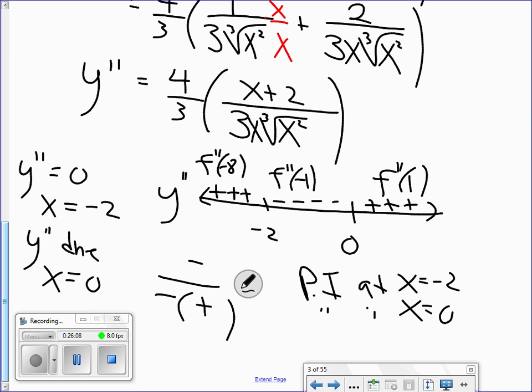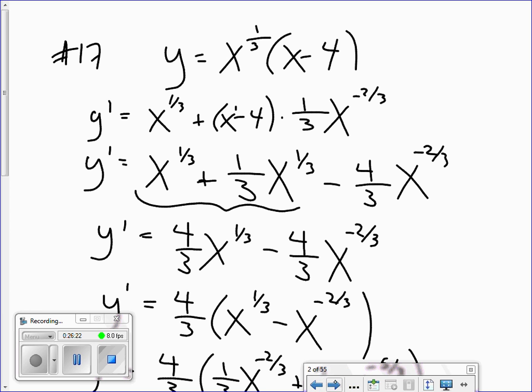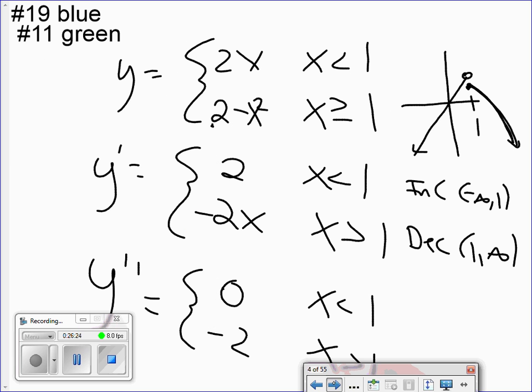And then you want to put it in your calculator and graph it. We have time for another one. Yeah, number 11. I'm glad you asked that one. That was the piecewise, right? Okay. You just skipped it.